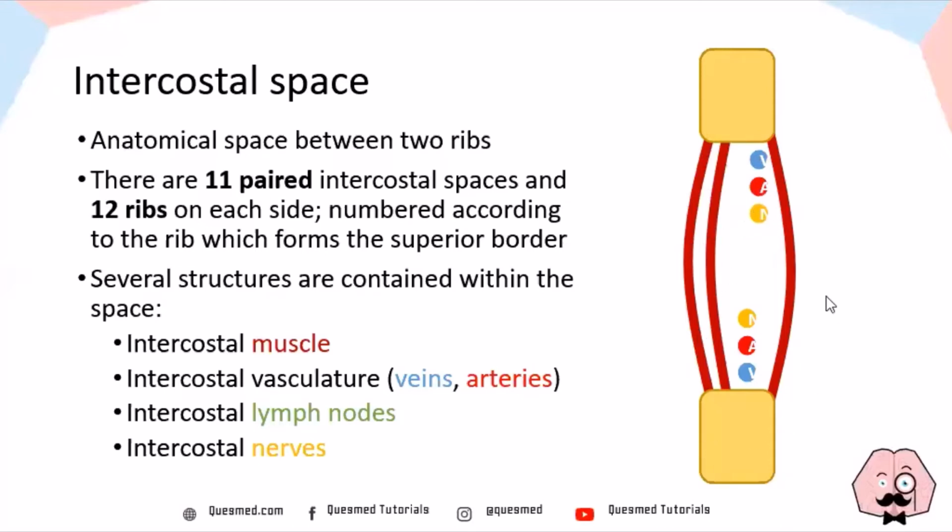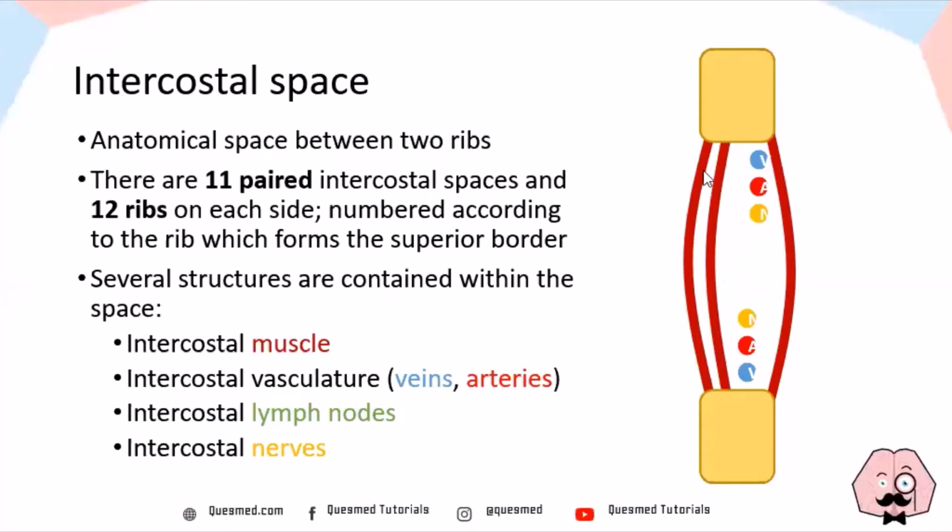And there is a collateral bundle, which is found just above the rib below, where the order is reversed, so it's nerve, artery, and vein. But the collateral bundle is far less important than the superior bundle, or the main bundle. Other structures contained within the intercostal space are things like lymph nodes, but they're often very tiny and not clinically significant.